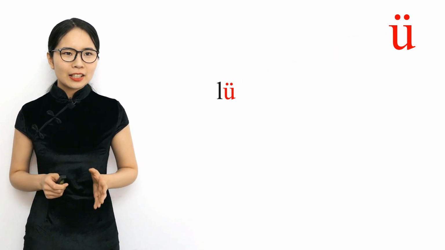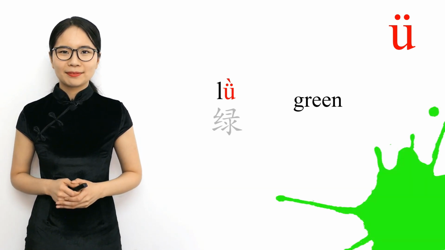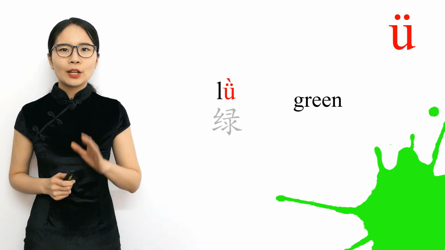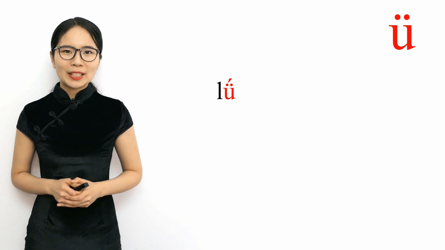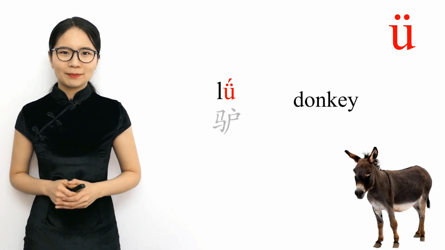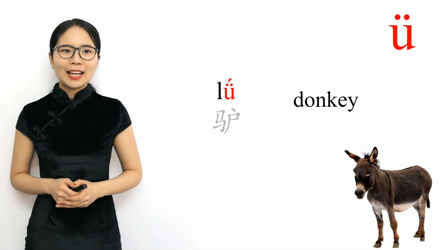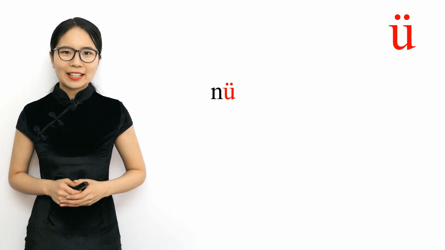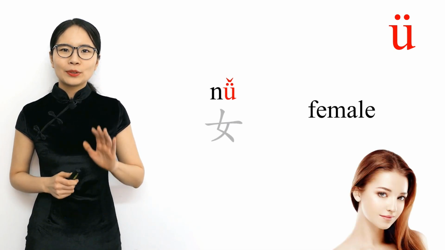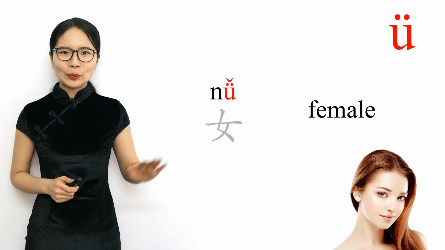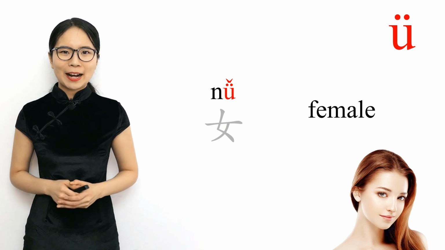Adding the initial l and the fourth tone, we get the word lü, which means green. Lü, lü. If we change the tone to the second tone, we get lü, which means donkey. Lü, lü. And if we use the initial n and the third tone, we get 女, which means female. 女, 女. Okay, that covers the pronunciation of the 6 basic finals.